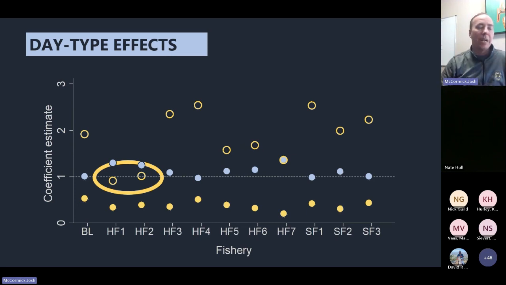And if you've ever been there, you might know why. This is the West Yellowstone, Railroad Ranch, Harriman State Park area. It's a very popular tourist fishery. Over 80% of the anglers that fish there are non-residents. A lot of them are on vacation, so there's not much difference between a Friday and a Saturday. So that's one reason why we maybe didn't see a big change when going from a weekend to a weekday in that fishery.